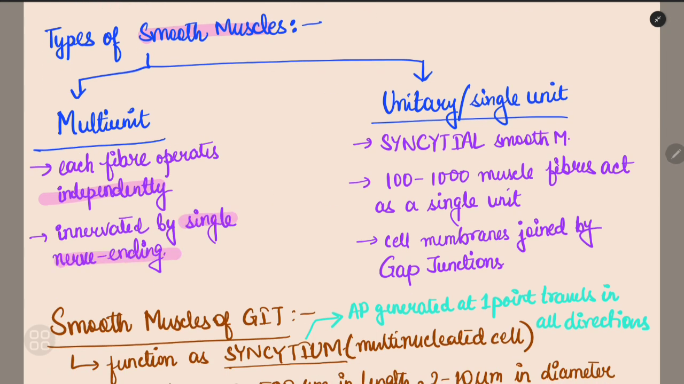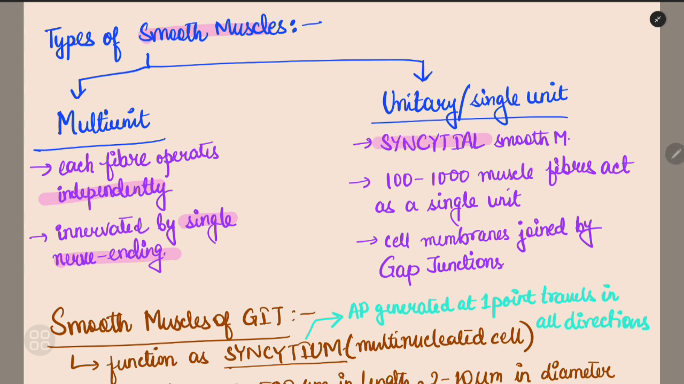Remember that on the outer surface of these fibers there will be a thin layer of basement membrane with a mixture of fine collagen and glycoprotein, like those of skeletal muscles. And then we have another type of smooth muscle, the unitary or single unit smooth muscle, which is a syncytial smooth muscle, so we call it the visceral smooth muscle.